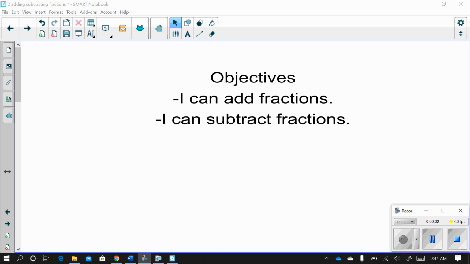Hey guys, so we're going to do some more review topics. Today we're going to look at adding and subtracting fractions. So we're going to review a little bit back.